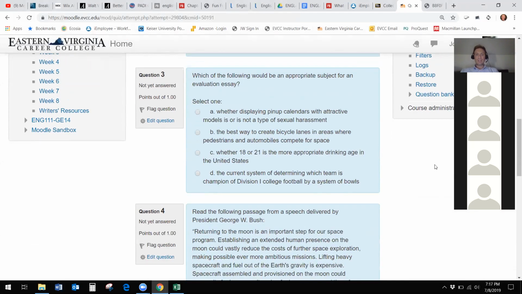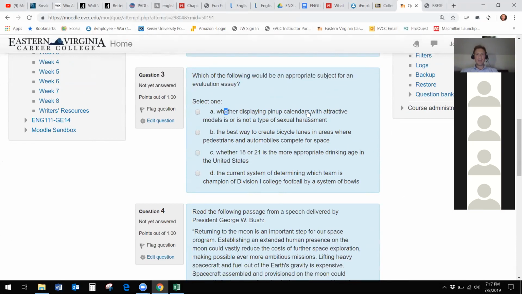Let's look at the third question. Now, I don't deal with any particular topics related to you guys because I want you guys to start thinking about your own topics. I don't want to feed you topics for this class. It's really, really important for me not to do that. So let's look at these. Which would be the appropriate subject for an evaluation essay? And by the way, these are all great topics. Which one is an evaluation topic?